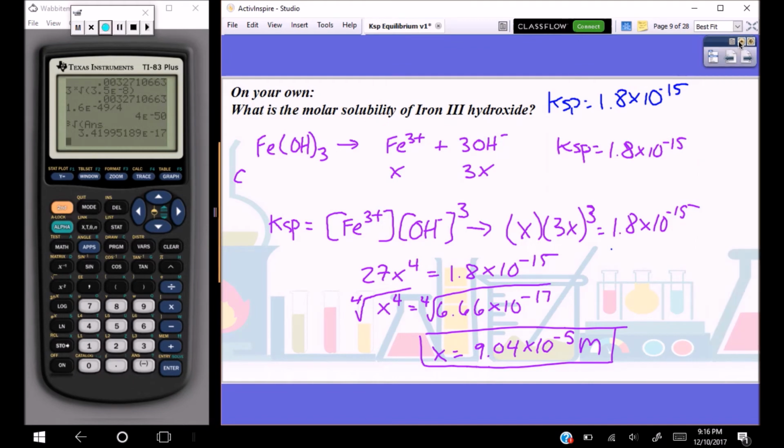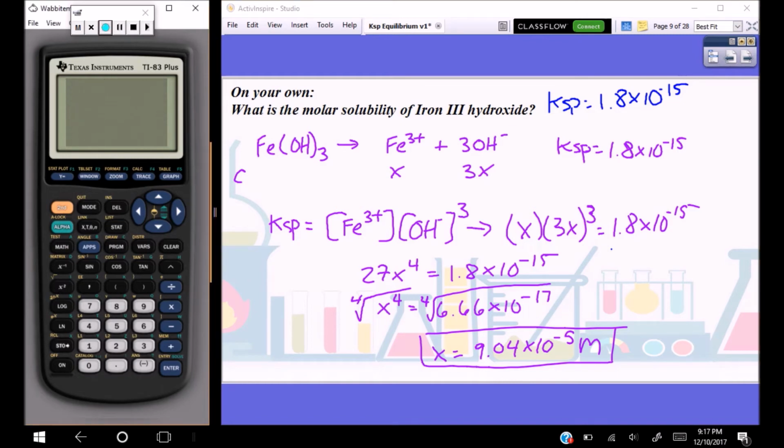Okay, so here we are. Iron 3+ means that we've got an Fe3+. We have 3 hydroxide here, so the balancing is important. 1.8 times 10 to the negative 15th is my KSP. So I just took that change, plugged it back into my KSP expression. So x times 3x cubed. Well, first 3 cubed is going to be 27. So 27x cubed times x gives me 27x to the 4th. And then I got 1.8 times 10 to the negative 15th.